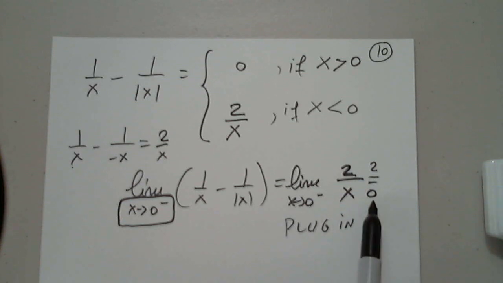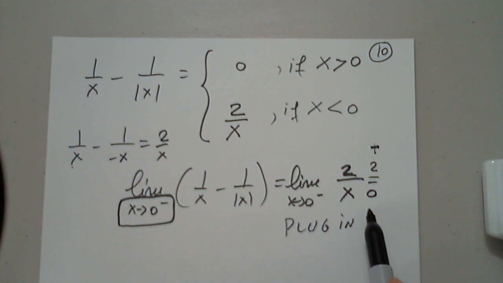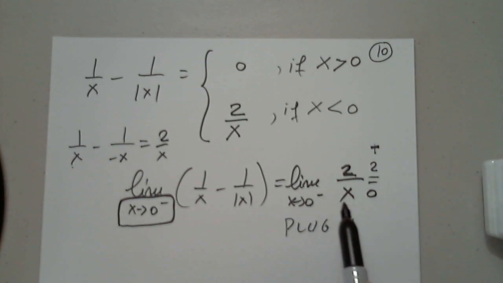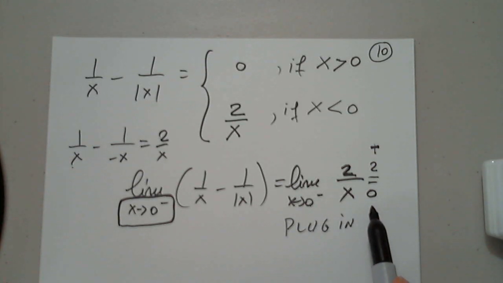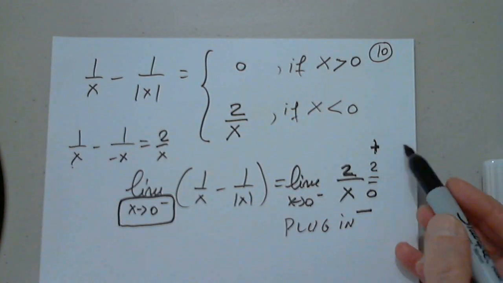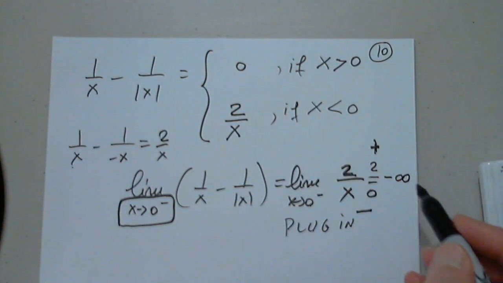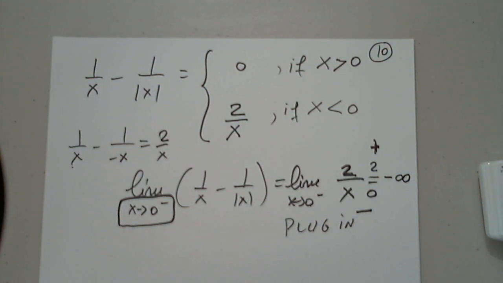What is the sign of the denominator? We know that the sign of the numerator is positive. What is the sign of the denominator? 0 from the left. Negative. Good. So then what is the answer? Negative infinity. Yes.